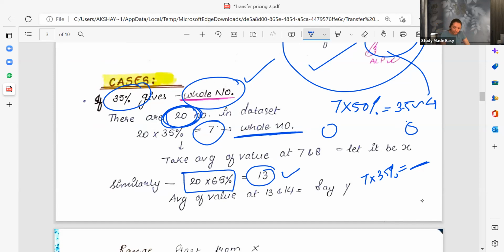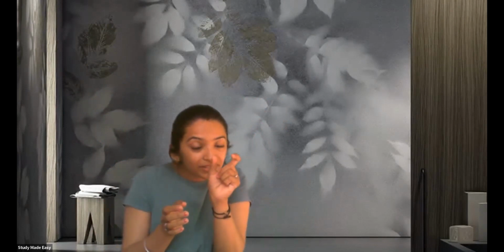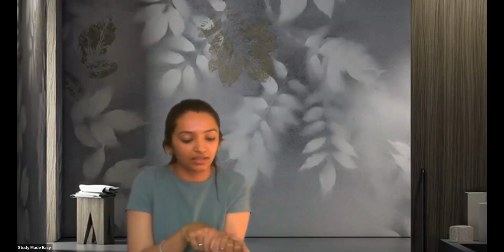Now what you have to do, 20 ka 35% is 7, take 7 number, 7 ke baad kya aata hai, 8, so take 8 number. Now what is written in front of 7, what is written in front of 8, take average of it. Are you getting? Whenever it is whole number, whatever written in front of 7, whatever written in front of 8, take average of it. Whatever is the answer of that average, that is your starting range.